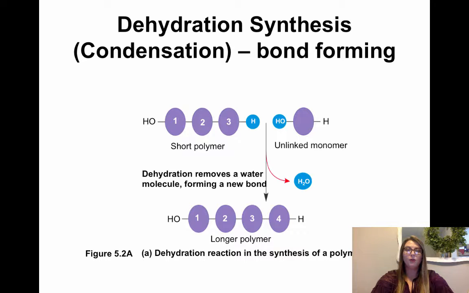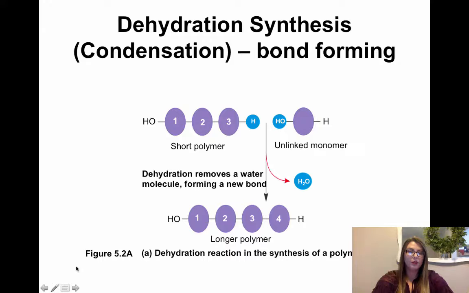So a bond is formed during what's called dehydration synthesis. It's also known as condensation. So you'll take two simple sugars and you'll combine them into one larger sugar through dehydration synthesis. So let's break those words down. Dehydration just means to remove water, and synthesis means to make. So we are making this bond by the removal of water.